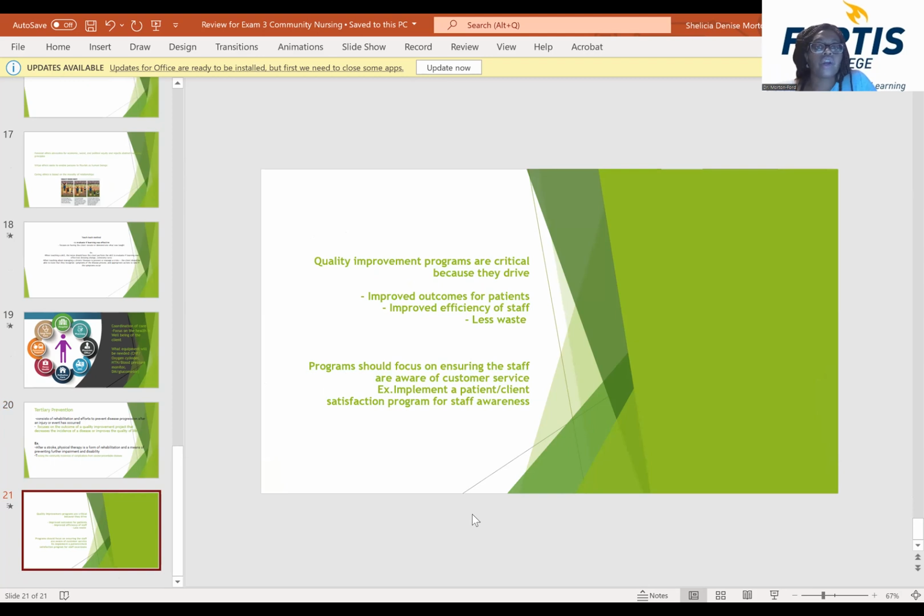Quality improvement programs are critical because they drive improved outcomes for patients, improve efficiency of staff, and there's less waste. Programs should focus on ensuring the staff are aware of customer service. You may want to implement a patient-client satisfaction program for staff awareness. For the most part, the hospitals and the long-term care facilities have those quality improvement nurses. They call them the QA nurses.